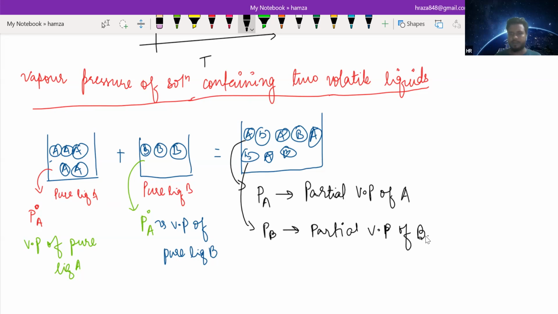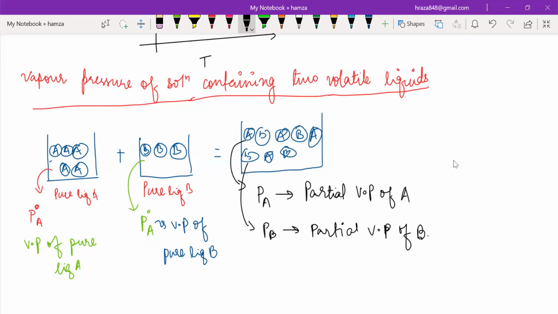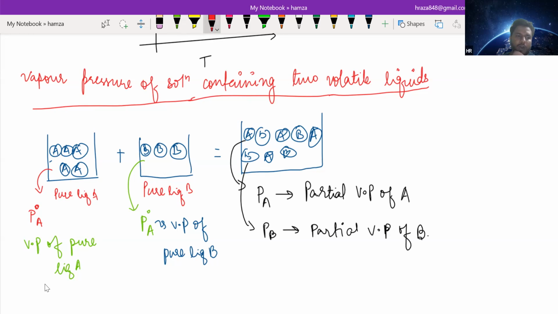So is there any doubt in this representation? Hamza, is there any doubt in this? No, sir. Now see, if I ask you, what will be the mole fraction of A here? You know that mole fraction of A has a formula: number of moles of A upon total number of moles. Yes or no? Tell me. Yes, sir.